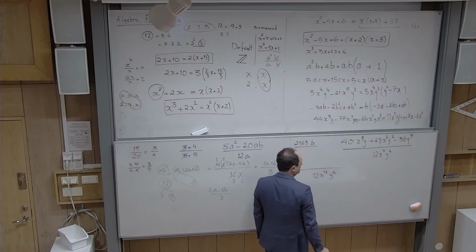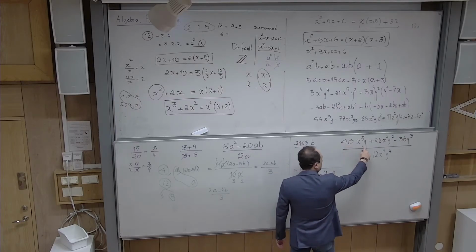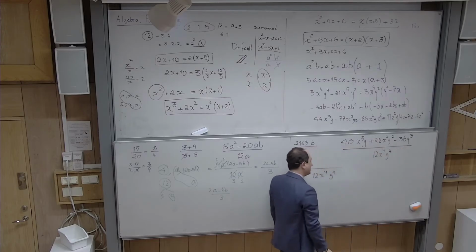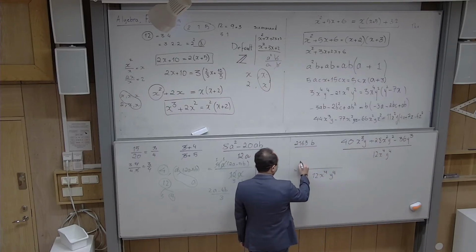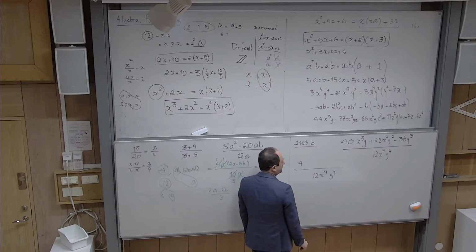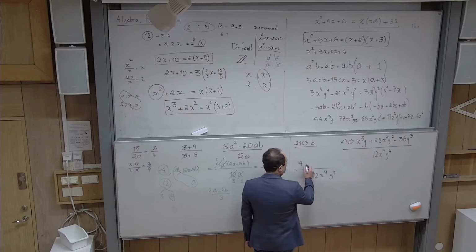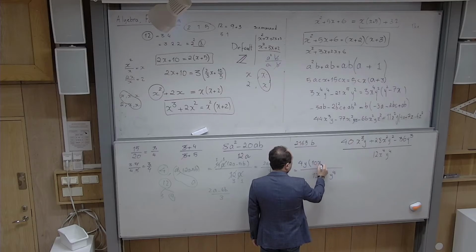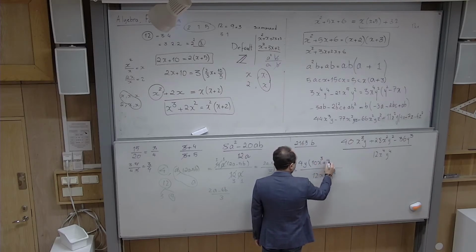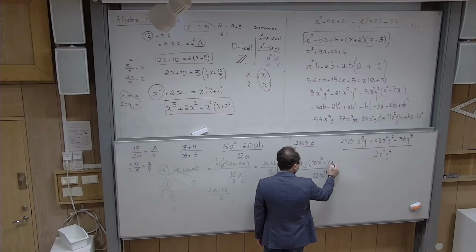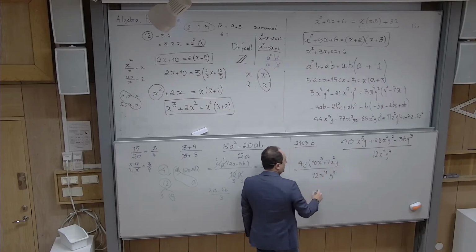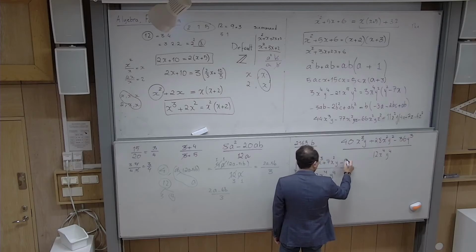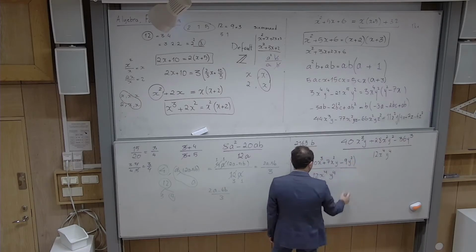But in the numerator, first of all, between 40 and 28 and minus 36, what is the common factor? 4. And from letters, x to the power of 3, x to the power 2, nothing. So what is that one? X is not in common. But what about y? I take one y out. So what is left from the first one? 10x cubed plus 7x squared y minus 9y to the power of 2.